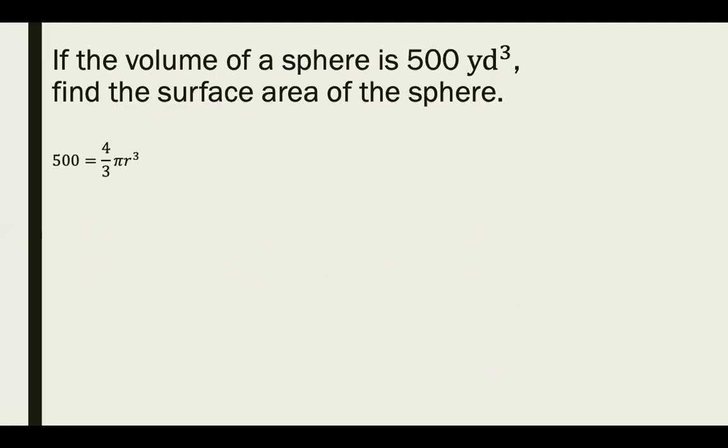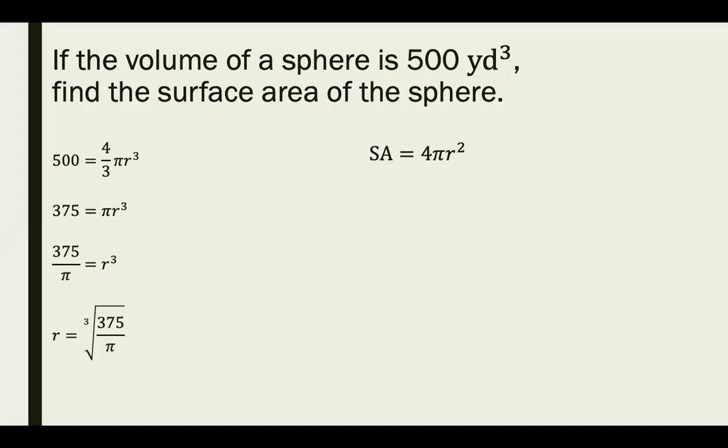So the first thing we're going to need to do is multiply both sides by the reciprocal of 4/3. So we're going to multiply both sides by 3/4. That gives us 375 equals pi r cubed. Now we got to get r cubed by itself, so we divide by pi. And then to solve for r, we're going to take the cube root of both sides and get our value for r. We're not going to plug this in the calculator yet. We're going to wait until the very end once we plug it into the surface area formula.